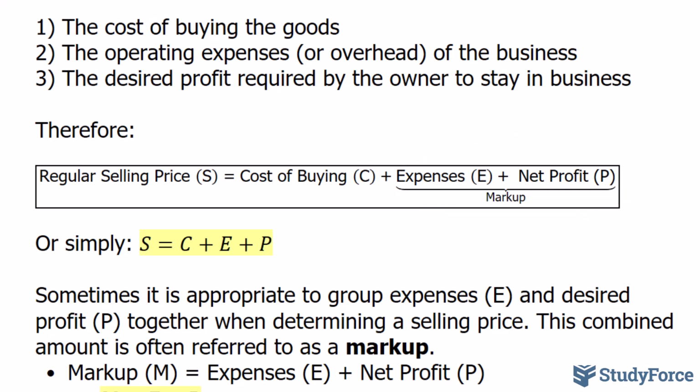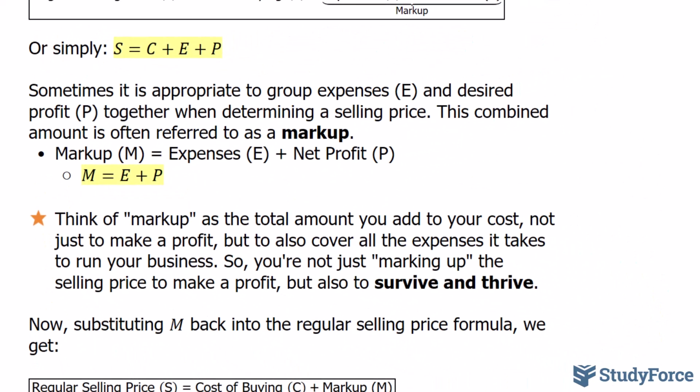Let's talk a little bit about markup. Notice that I've written that M is the letter for markup, and it represents the sum of the expenses and the net profit, or M is equal to E plus P. I want you to think of markup as the total amount you add to your cost, not just to make a profit, but also to cover all expenses it takes to run your business. So you're not just marking up the selling price to make a profit, but also to survive and thrive.